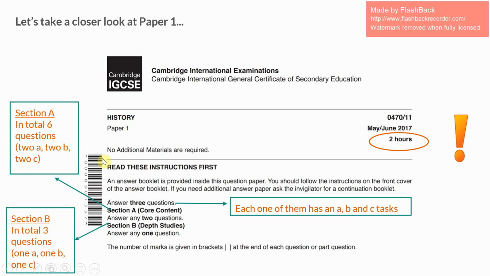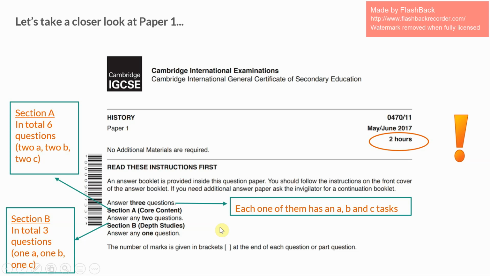This paper is going to be divided into two sections. You have your section A and section B. This is the most difficult paper to understand, okay? Which is not going to make it the most difficult paper per se. So section A has two questions. Each question is divided into an ABC task. You will have more options to choose from, but you must answer two. So two questions, each one with an ABC. And they are based on your core content.